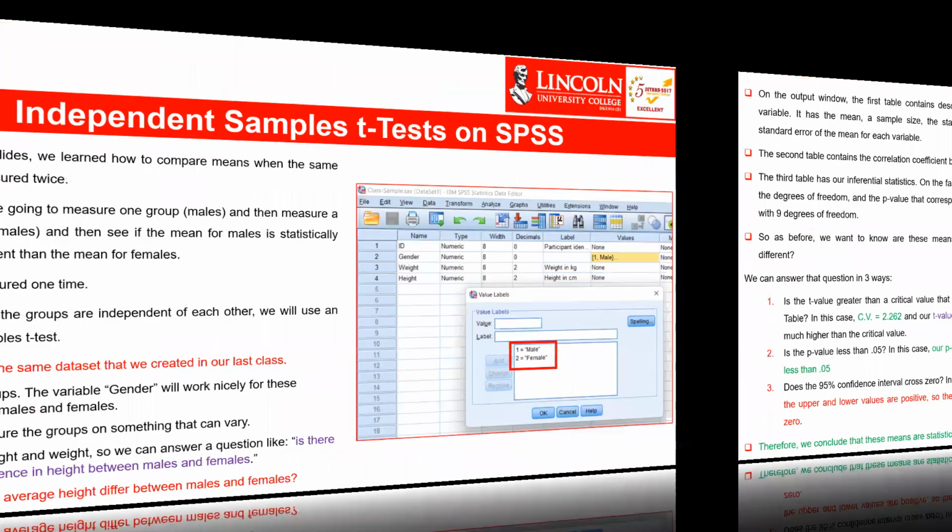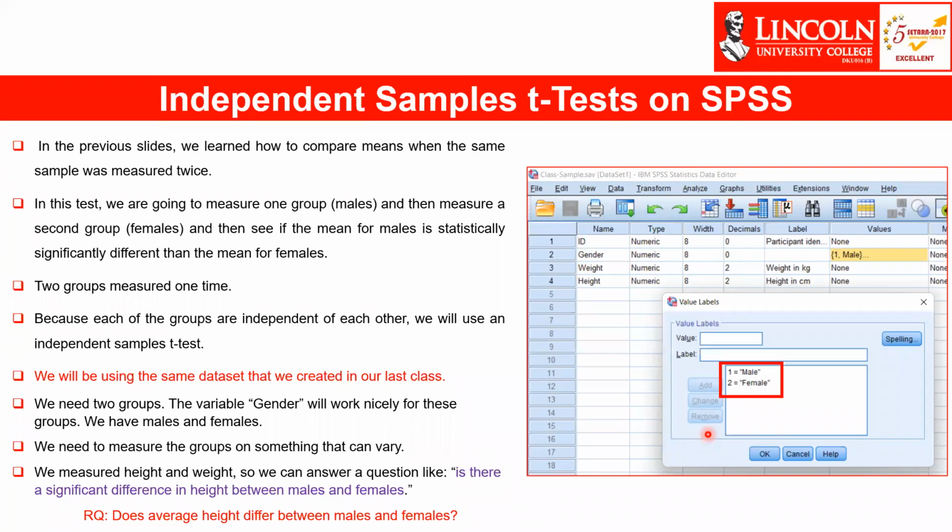Now, we can also perform what is called an independent sample t-test. In the previous slide, we learned how to compare means when the same samples were measured twice. In this test, we are going to measure one group, maybe males, and then measure a second group, maybe females, and then see if the mean for males is statistically significantly different from the mean for females. So two groups measured one time. Because each of the groups is independent of the other, we will use an independent samples t-test.